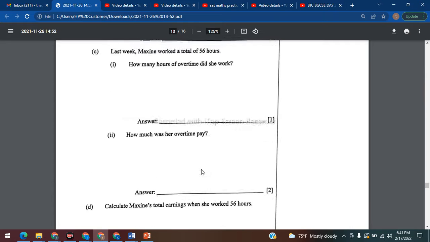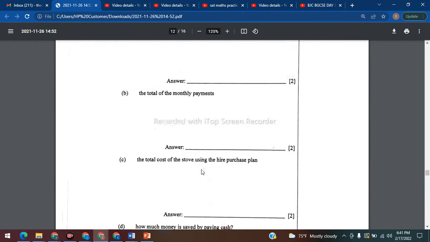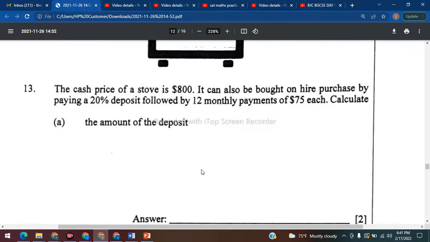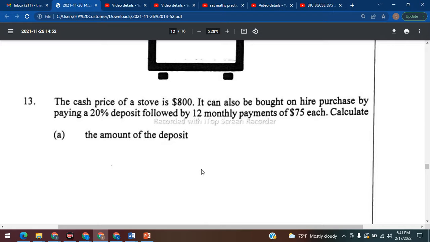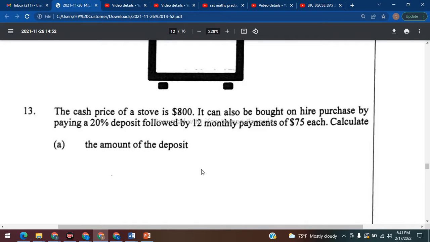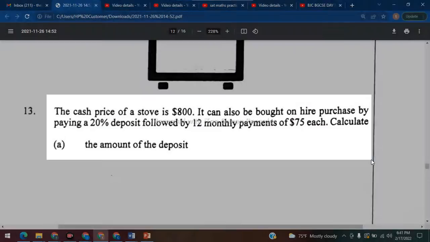I don't want to lose y'all too much in a given night, so that's why I move from easy to hard. Okay, number 13. This is hire purchase, right? Don't we love our hire purchase question? I can say easy. Alright, let's move forward.